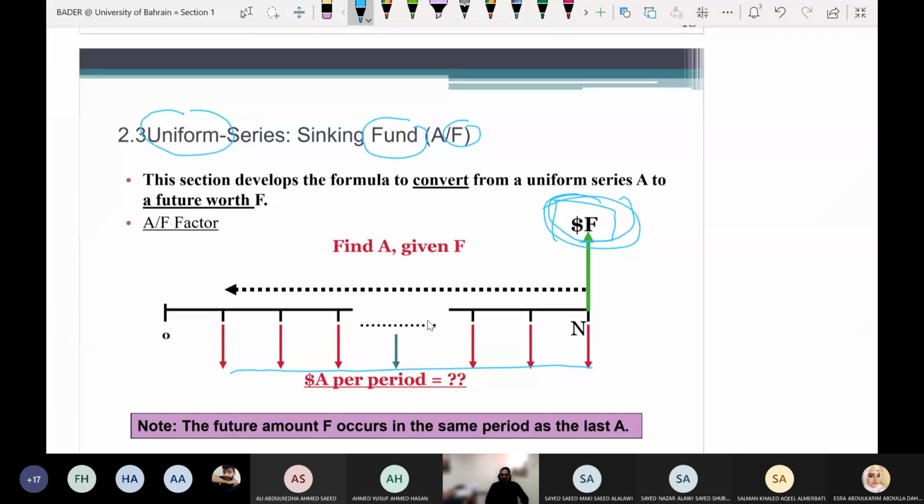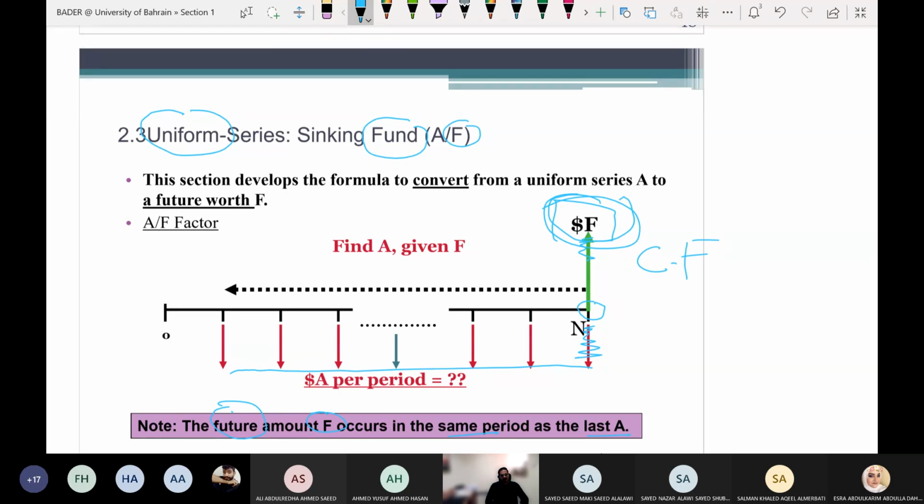And why this is important in the engineering field, I'm going to elaborate later. First of all, we have to learn that the future amount should coincide, that means it should include the last A. Let me elaborate more. I don't want to see students go and subtract this part from my future amount. It's not about cleverness. This cash flow depicts my problem.